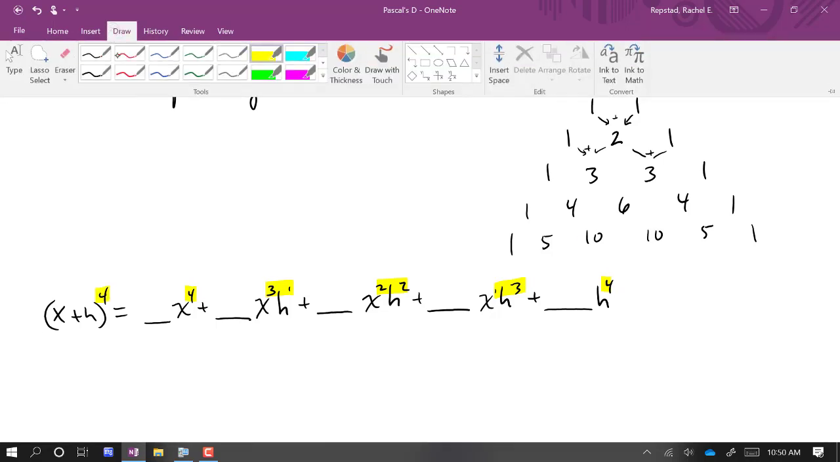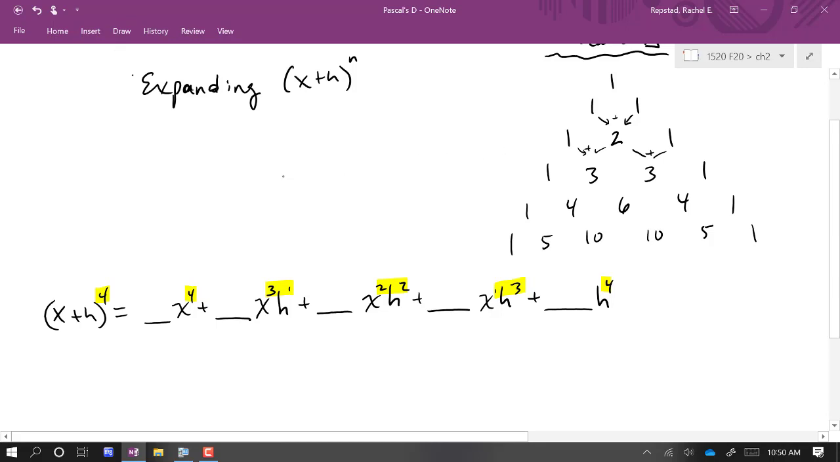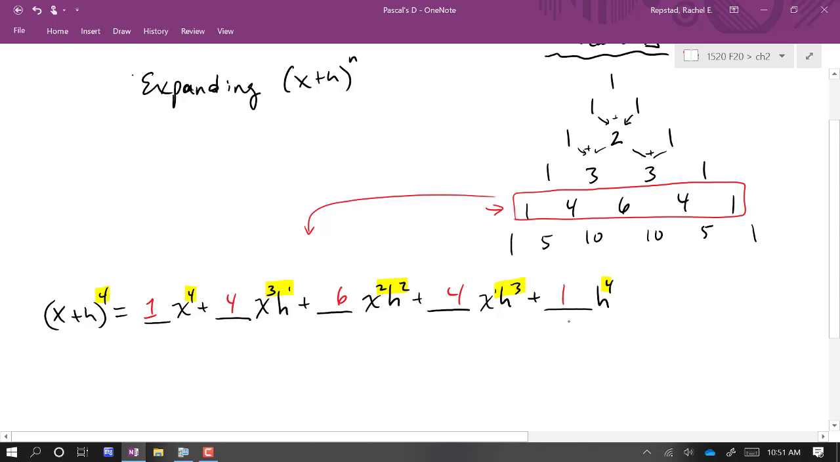And now the only thing we need to figure out is what our coefficients are. If we wanted x plus h to the 4th, we use the row of Pascal's triangle that begins 1, 4. And we have 1, 4, 6, 4, 1. So that allows us to expand these with a lot less algebra.